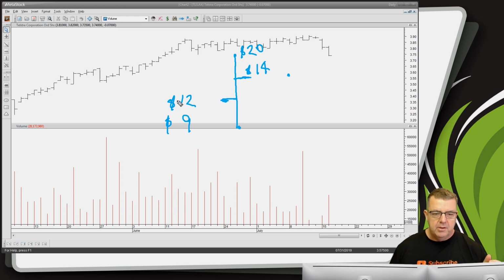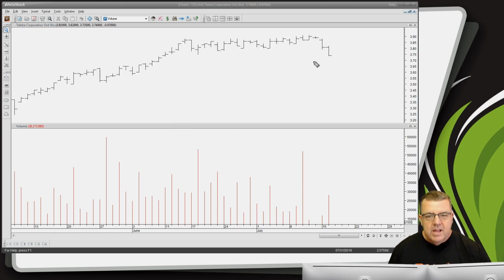So we know now that the stock opened at $12 because that's the tick to the left. We know that during the course of the day it fell down to $9. It went as high as $20 throughout the course of the day, but it finally settled and closed at $14. Open, high, low, close. I hope that makes sense. Let's have a little bit of a look here. So this is what this chart is showing us on Telstra.